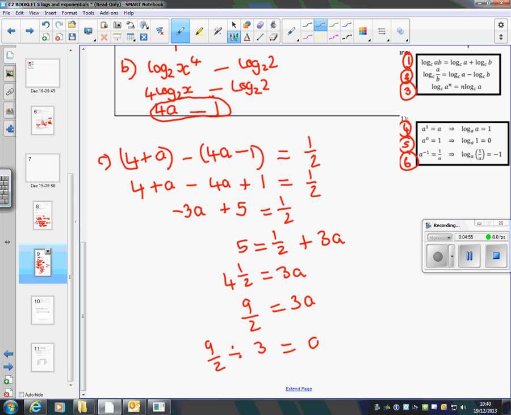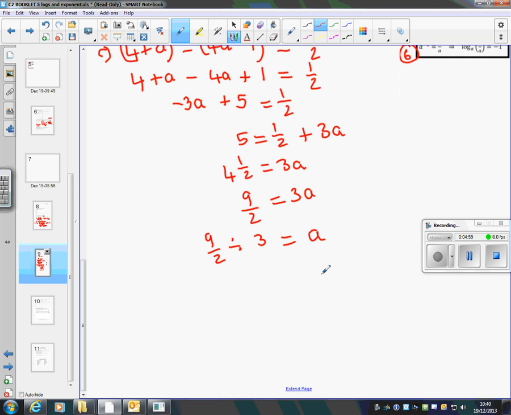Now 9 over 2 divided by 3, going back to your fractions work from GCSE, if we're dividing, we change it to a times and flip the second fraction. So 9 over 2 times a third, 9 times 1 is 9, 2 times 3 is 6, so a is 9 over 6, which will simplify to 3 over 2.